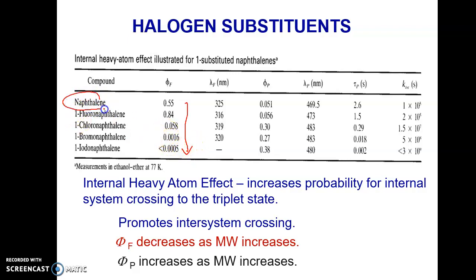You see that as compared to naphthalene with iodonaphthalene, it is reduced by at least 1000 times in terms of fluorescent quantum yield, but it promotes your phosphorescence. You see that the phosphorescence is increasing. So if you have iodonaphthalene as your compound, as your analyte, you better use phosphorescent mode rather than fluorescent, because there's no point in detecting using fluorescence spectroscopy due to the low fluorescent intensity that you will get. So the internal heavy atom effect will promote intersystem crossing.